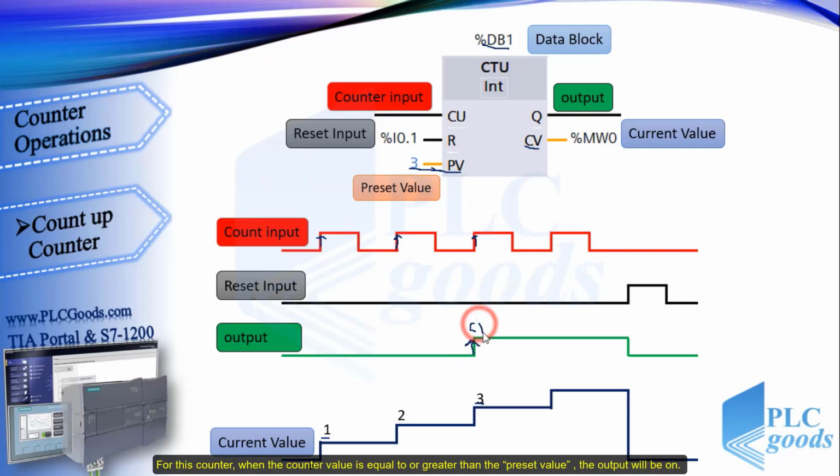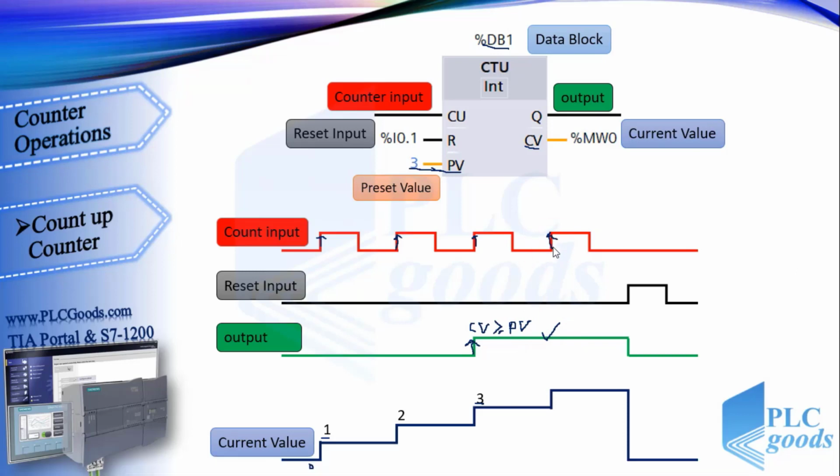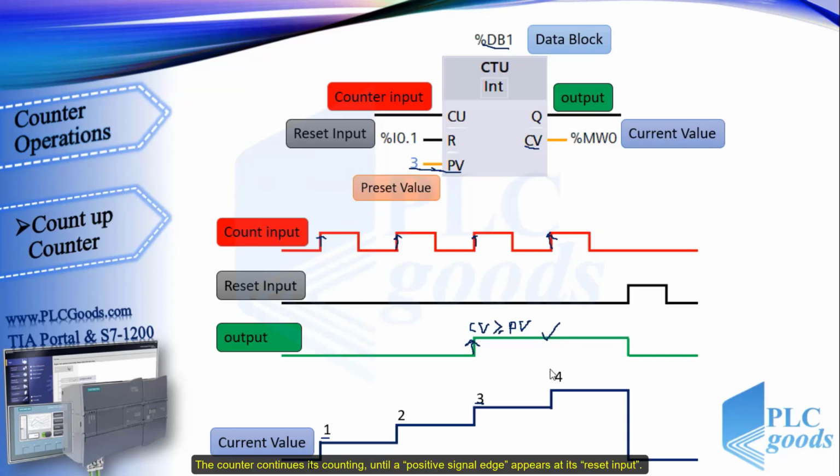For this counter, when the counter value is equal to or greater than the preset value, the output will be on. After this moment, if we have another positive pulse, the output will remain on, but the counter value increments by 1. The counter continues its counting until a positive signal edge appears at its reset input. At this moment, the output goes off and the current value changes to 0.